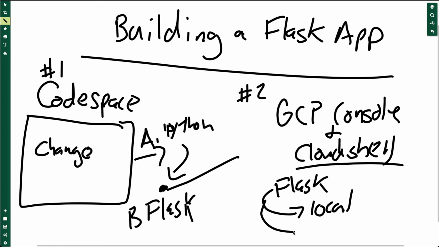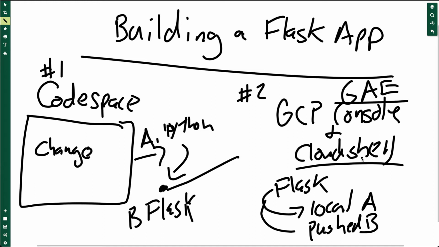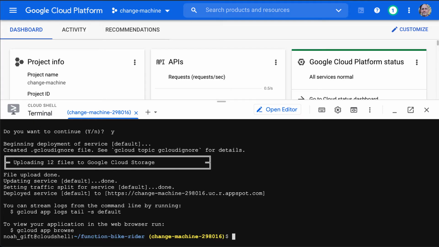And then, so that would be step A. And then step B is we pushed to the Google App Engine. So this is running Google App Engine. Really, that's kind of where we're at. So I believe if we go back here, yeah, we're done. Okay. So next up, let's test this thing out.